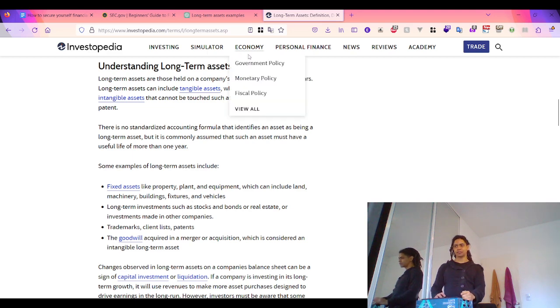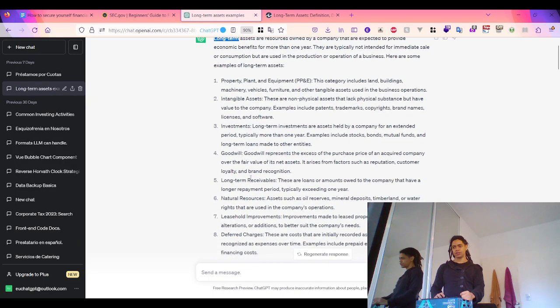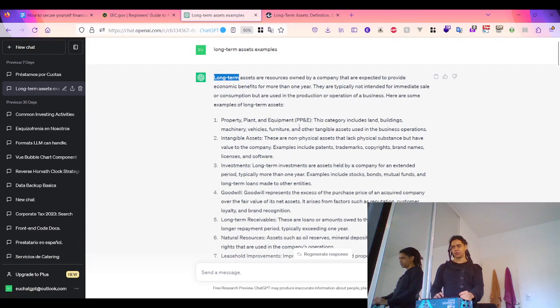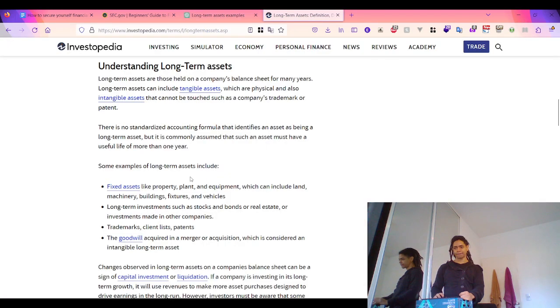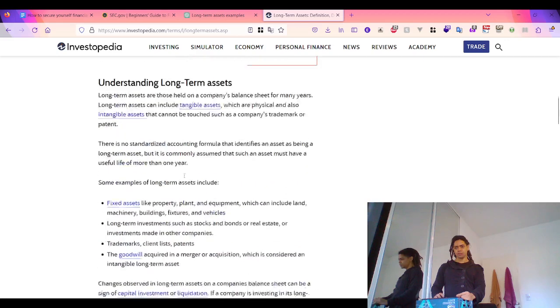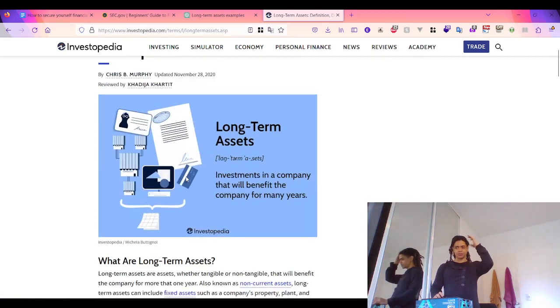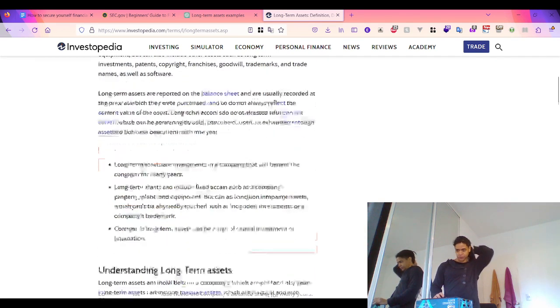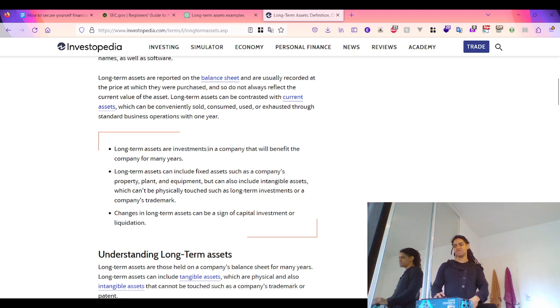leasehold expansions or leasehold improvement. But it's this: an investment in a company that will benefit the company for many years. So long-term assets are investments in a company that will benefit the company for many years.